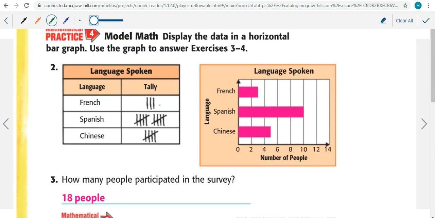Remember, vertical. How many people participated in the survey? You add all of the tally charts. The answer is 18.